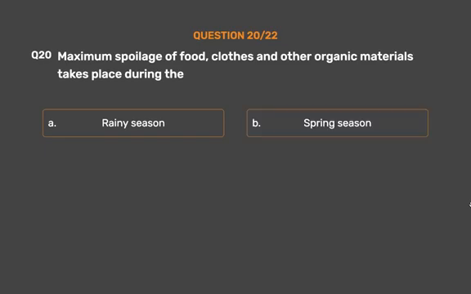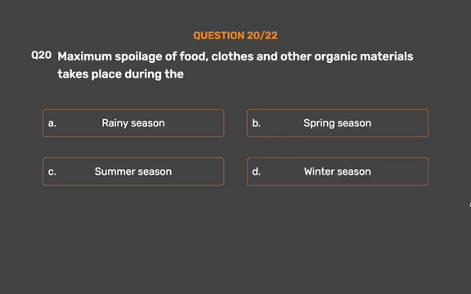Option A. Rainy season. Option B. Spring season. Option C. Summer season. Option D. Winter season.